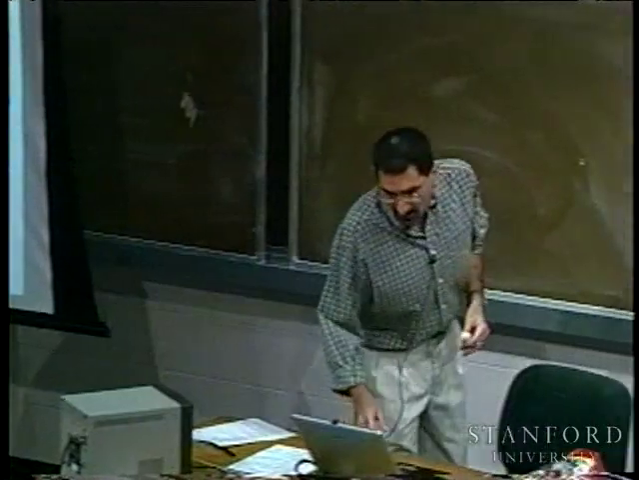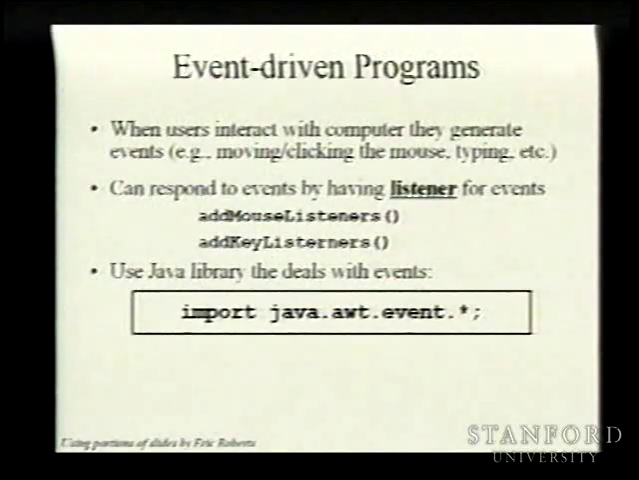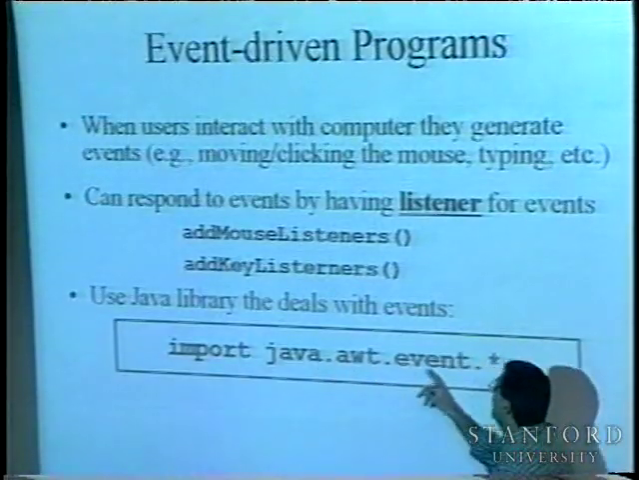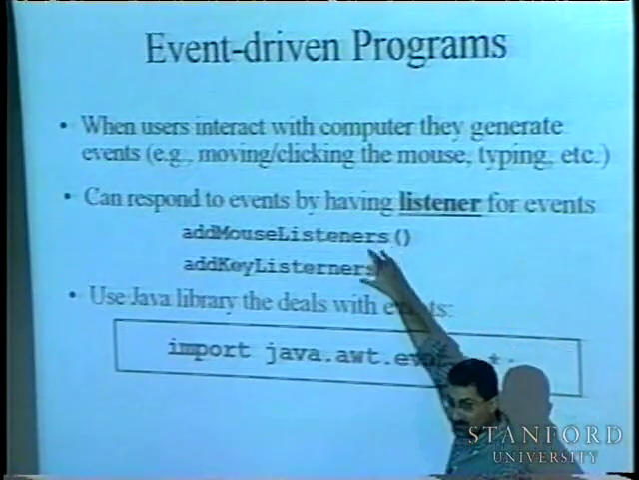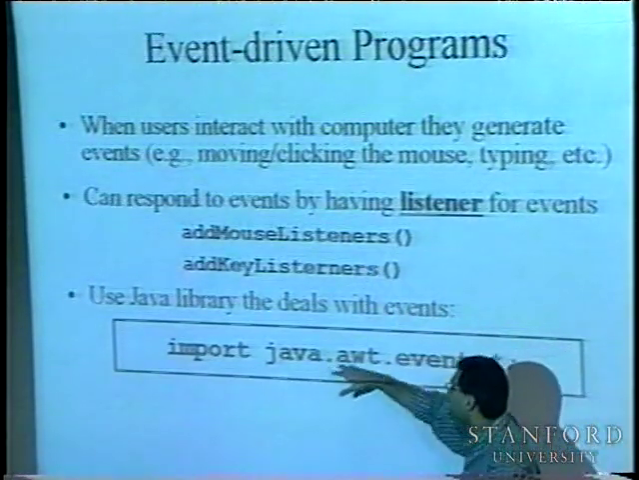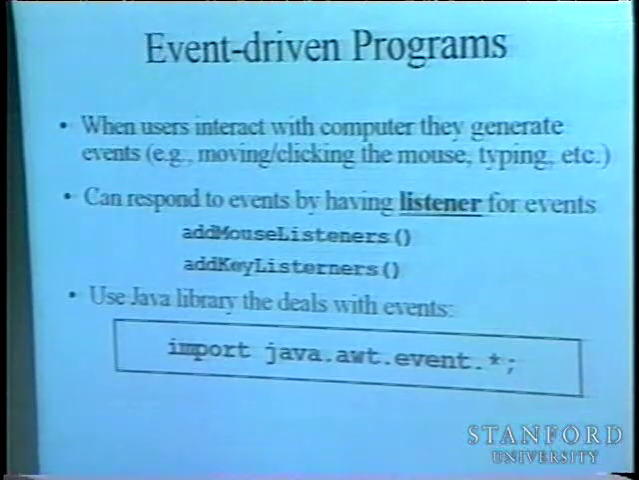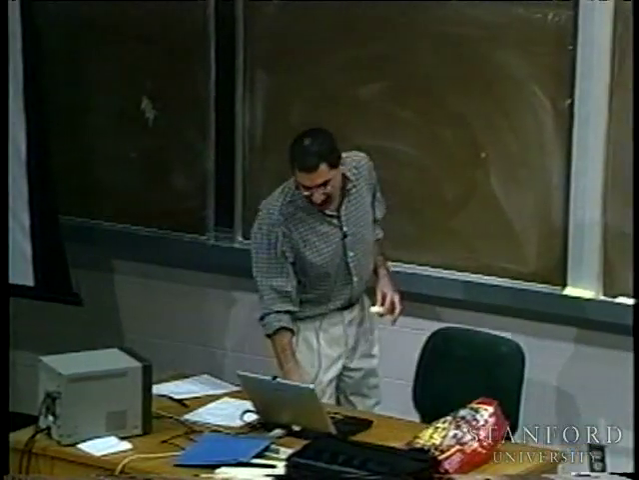Now, in order to use these listeners, you need to have a library added in your program that deals with events, and that's java.awt.event.*. So in your programs that use events, like your listeners, and we'll look at events in just a second, you'll need to have this little import line in there. And this is all in the book. You don't have to hurriedly copy it down.